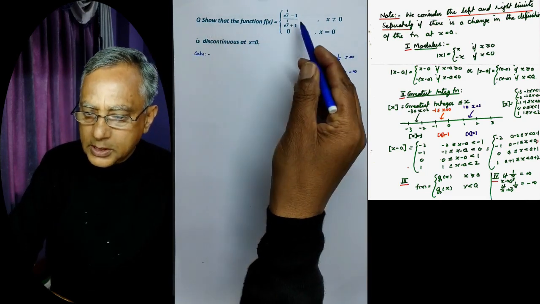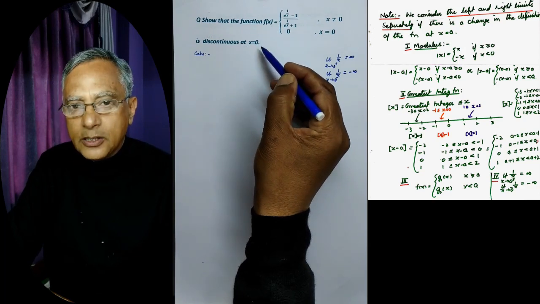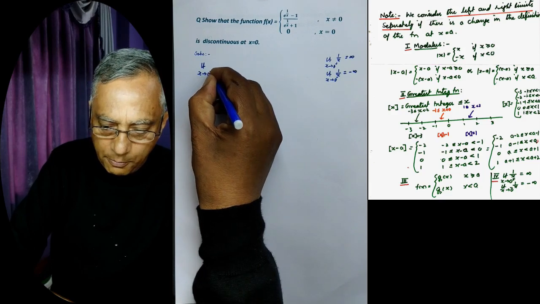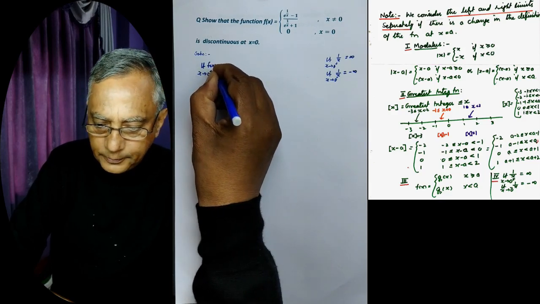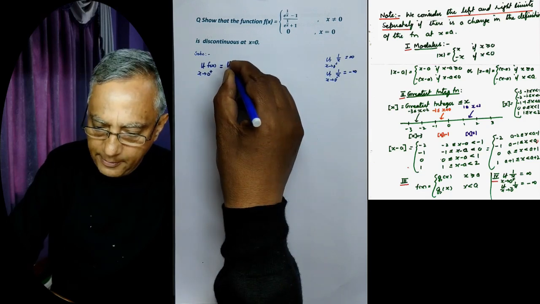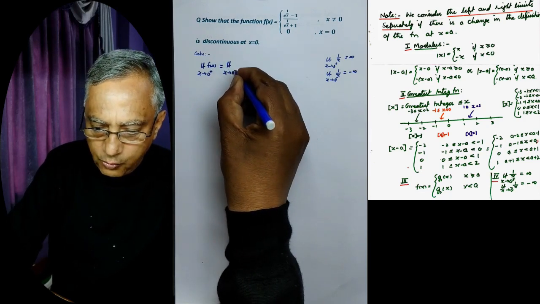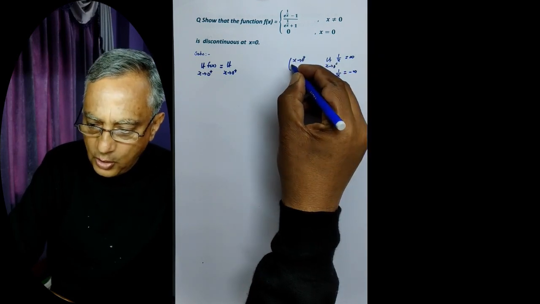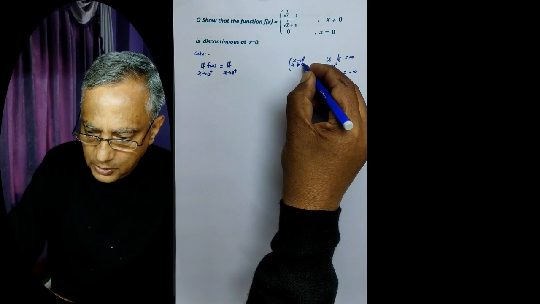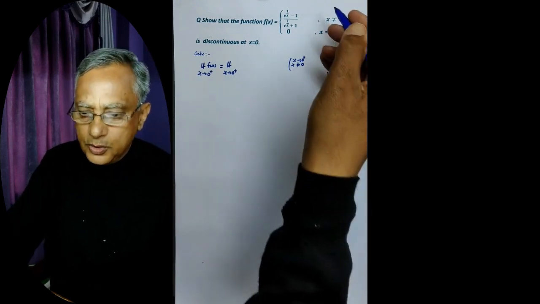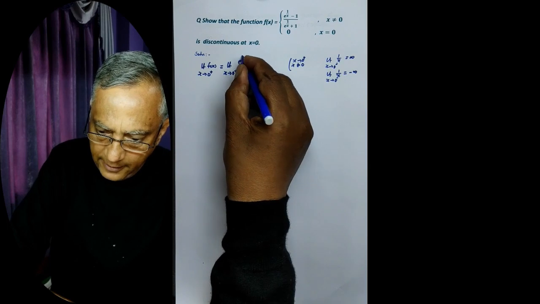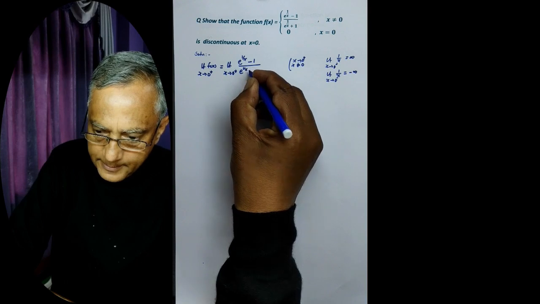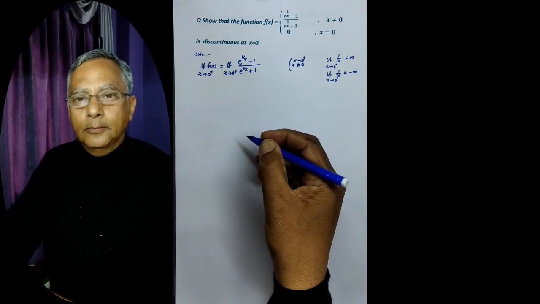So in order to discuss the continuity of this function at x equal to 0, we must find limit x approaches 0 from positive side f(x). And this is equal to limit x approaches 0 from positive side. Now x approaches 0 from positive side, therefore x is not equal to 0. So this definition will be used. We will have e to the power of 1 by x minus 1 over e to the power of 1 by x plus 1.